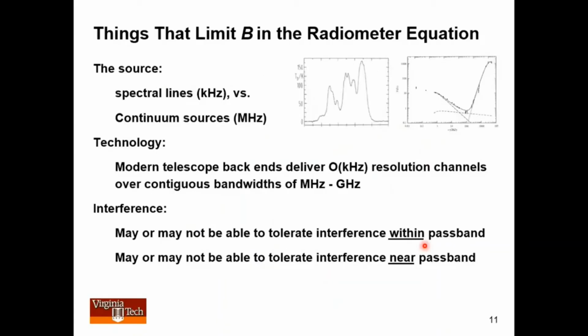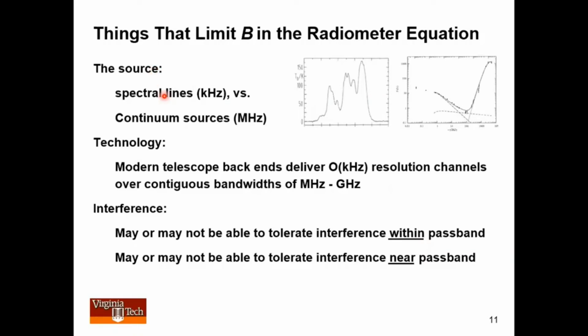So B and tau limit sensitivity. They limit the ultimate sensitivity to observation. You might wonder what limits B. Well, there are a couple things. The source. So there are a whole bunch of different sources that get observed.